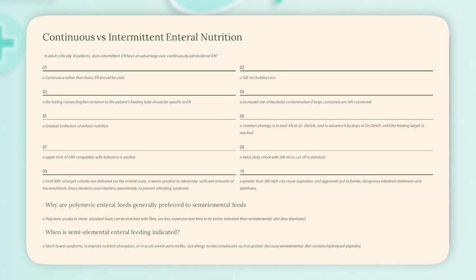Continuous versus intermittent feeds also similarly: if you're giving the feed as a bolus in 500 ml, then it may increase the chances of bacterial contamination. If you're giving a bag containing 1 liter, usually you give 1 liter a day. The 500 ml bottle comes in when you're giving through continuous infusion.